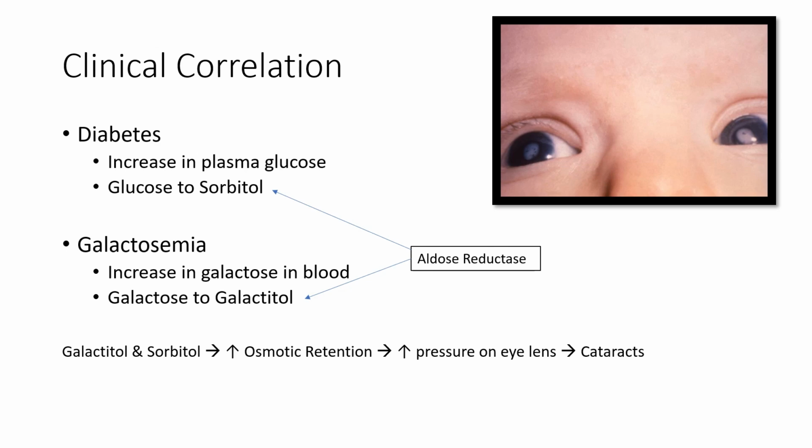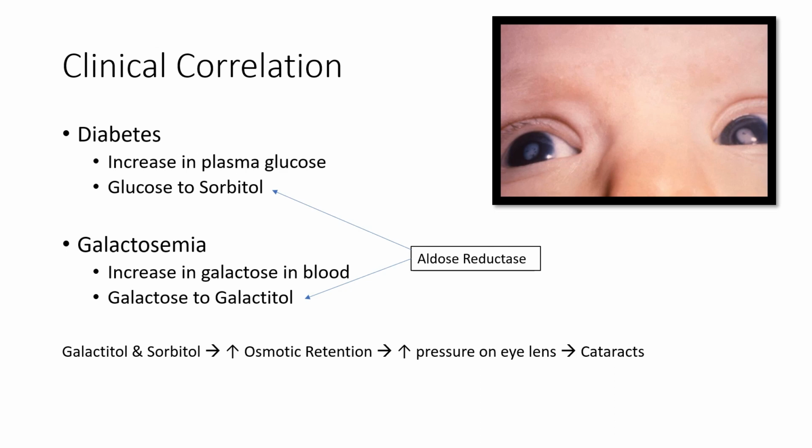For diabetes, diabetes causes an increase in plasma glucose, also known as hyperglycemia, and if it is left untreated, we have an enzyme in our body called aldose reductase, which will convert the glucose into an alcohol known as sorbitol. Similarly, in galactosemia, we have an increase in galactose in our blood. That galactose is going to be converted by the same enzyme, aldose reductase, into an alcohol. We'll call that one galactitol.